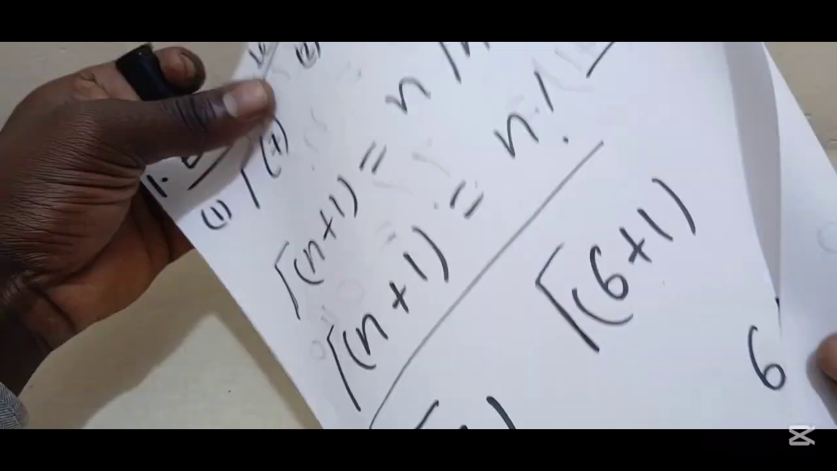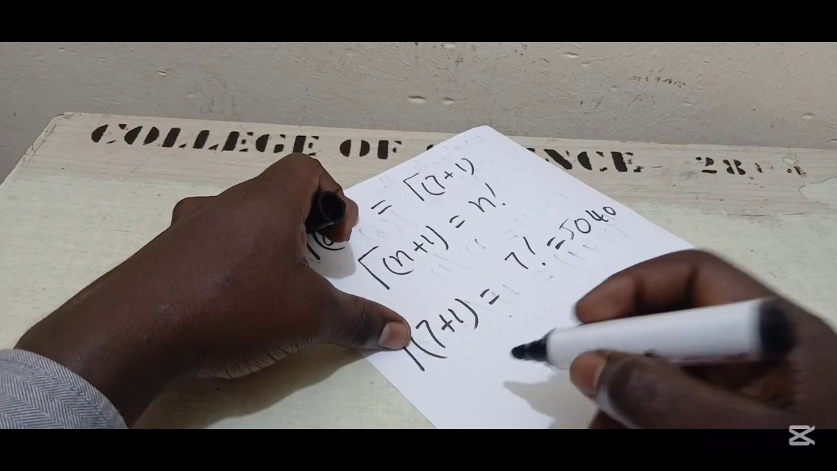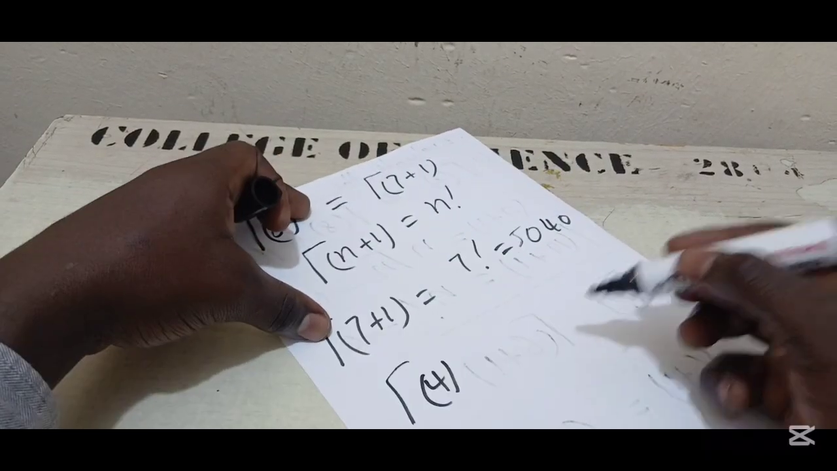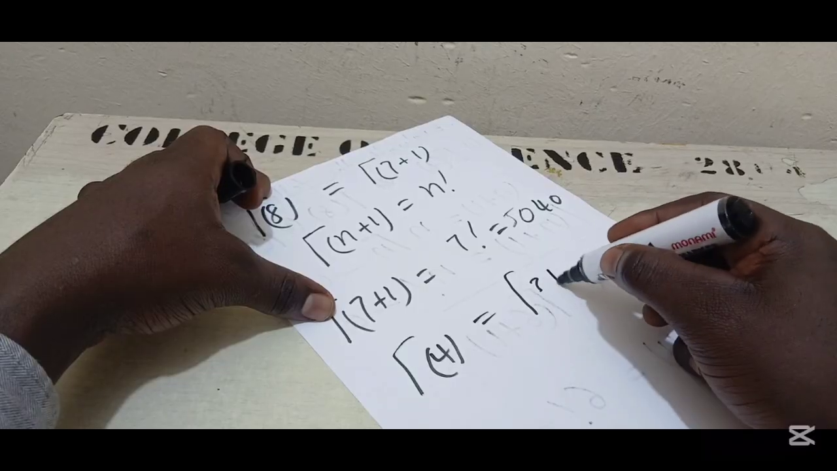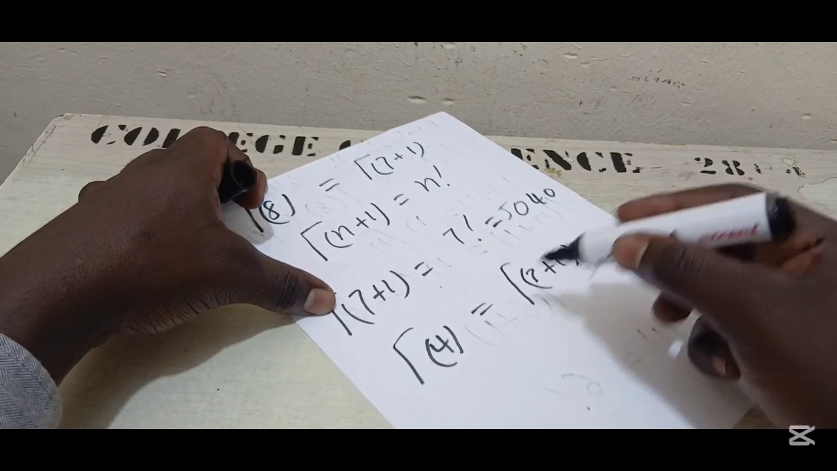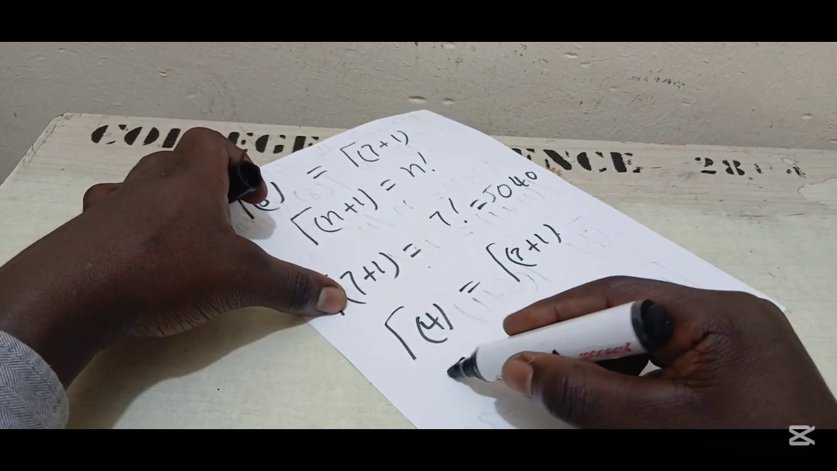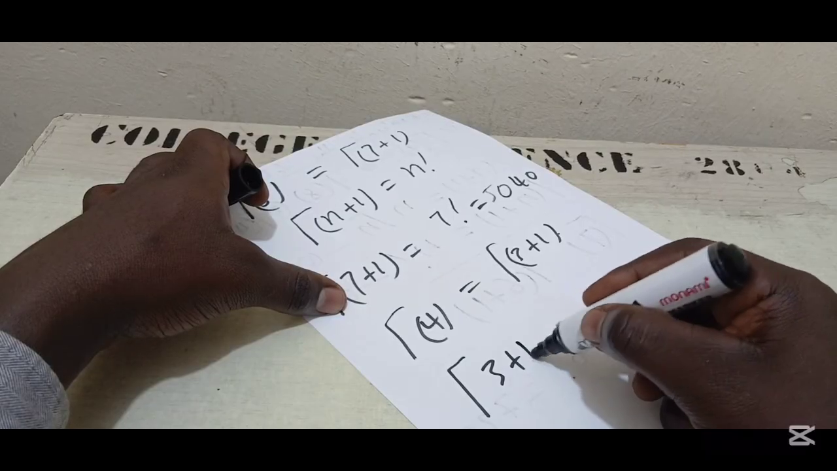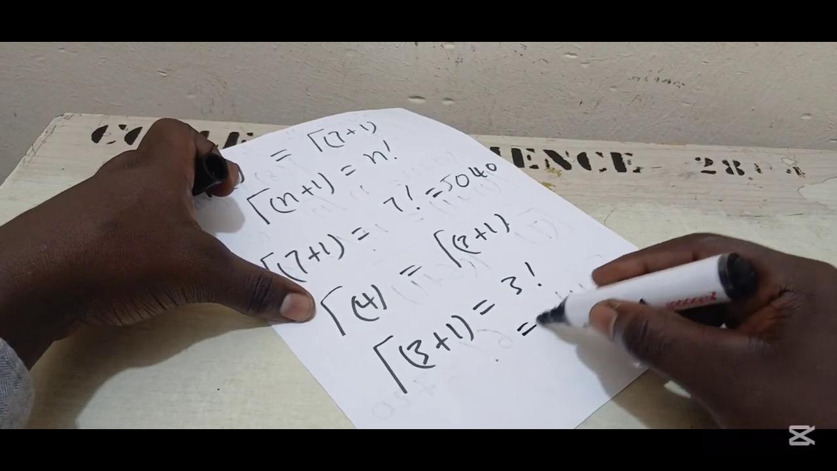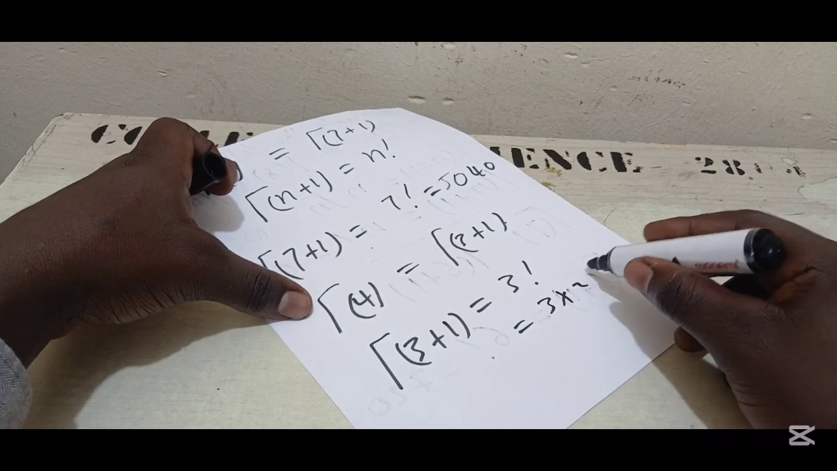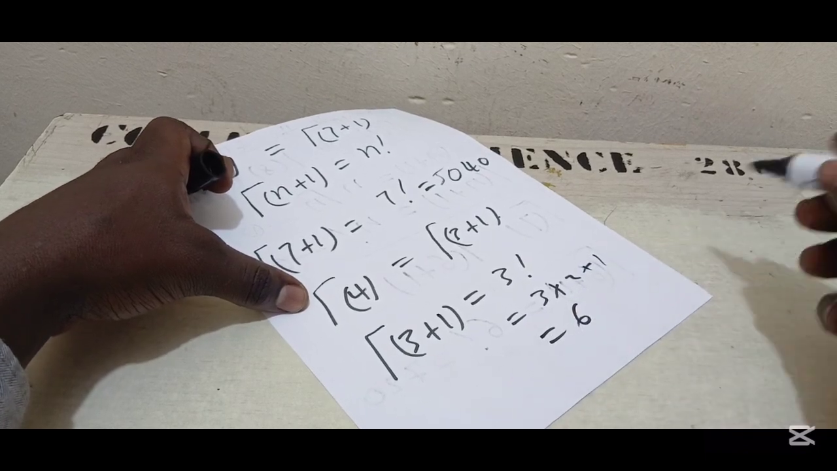And then our last example under this is gamma 4. We want to find a way of breaking it into 2, should be 3 plus 1. 3 plus 1 is the same as 4, right? So we can therefore go ahead and say gamma 3 plus 1 equals 3 factorial. And 3 factorial is the same as 3 by 2 by 1, which will give us 6, right?